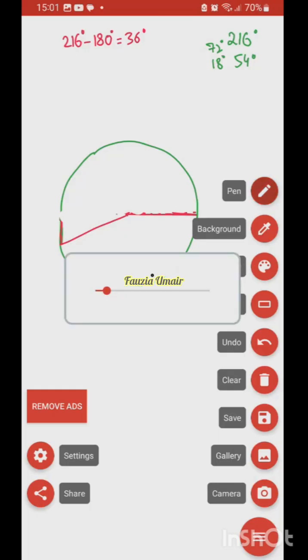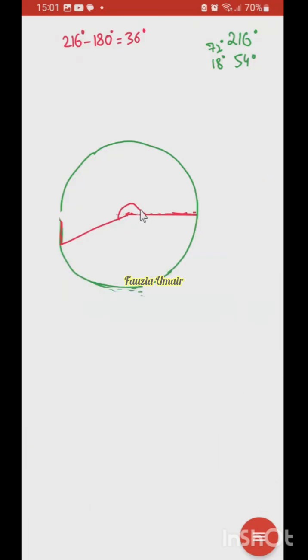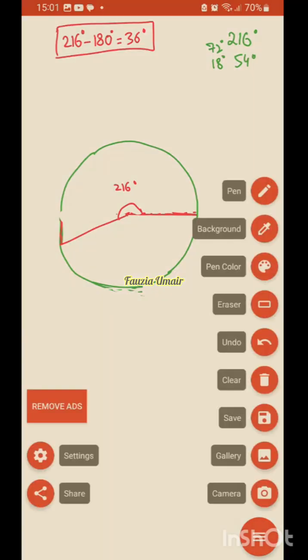How can we draw? Now how much is this angle? This angle is 216 degrees. So this is one way of making a reflex angle. Just draw the straight line making 180 degrees. Then you subtract 180 from it and draw the remaining angle. Okay? So this is how you draw 216 degrees.